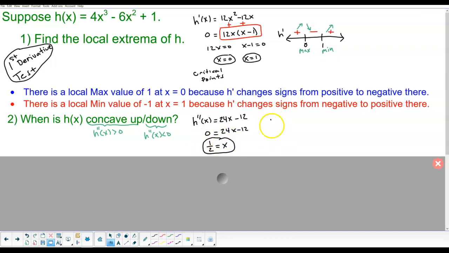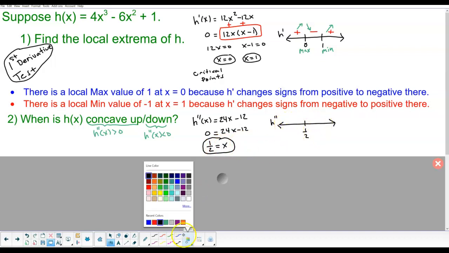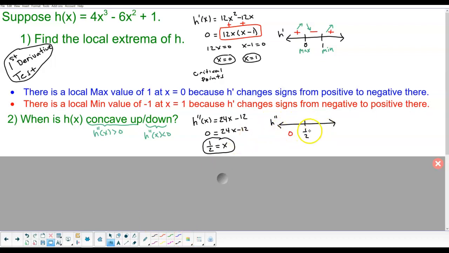And then what we're going to do here is we're now going to make another sign chart, but this time we're going to make a sign chart for the second derivative. So I know that it has a potential point of inflection at 1/2. I need to test the values to the left and the right of that. So if I want to test a point, a very friendly point to the left of 1/2 is 0. If I plug 0 into the second derivative, notice I get negative 12 coming out.